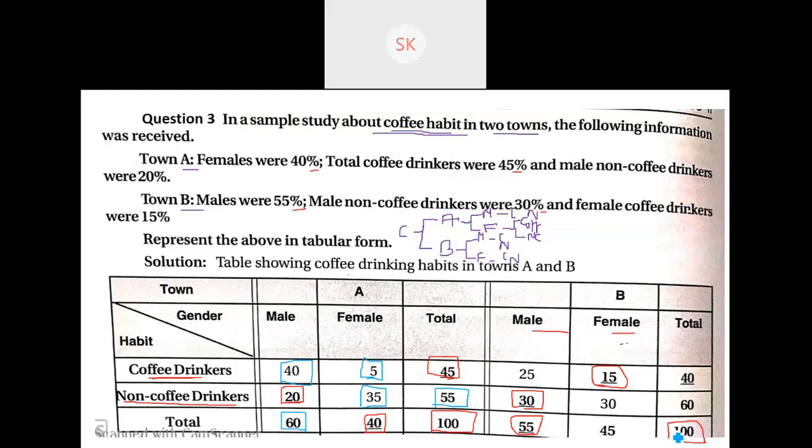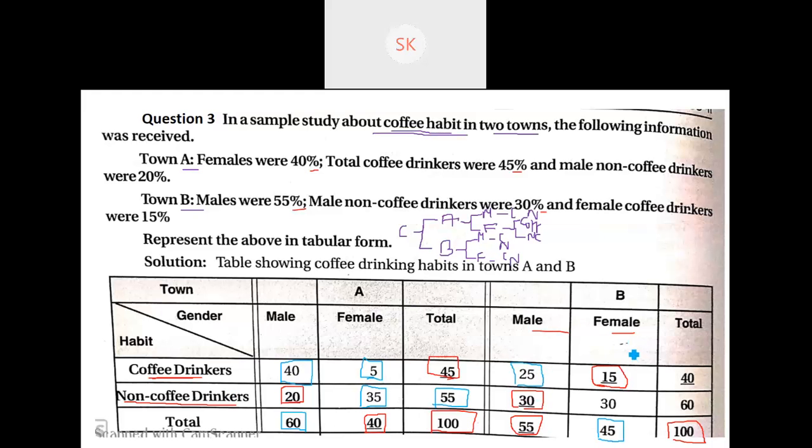Now in town B, again out of 100 people, if 55 of them are male, which means 45 of them are female. How did I get this calculation? 100 minus 55, that is 45. So this was the first calculation. Next, let us sort out male here, because we have two data. Out of total 55 male, 30 people will not drink coffee, which means 25 people will drink coffee. If you see here, coffee drinkers, out of 55 people, 30 will not drink coffee, which means 25 will drink coffee.